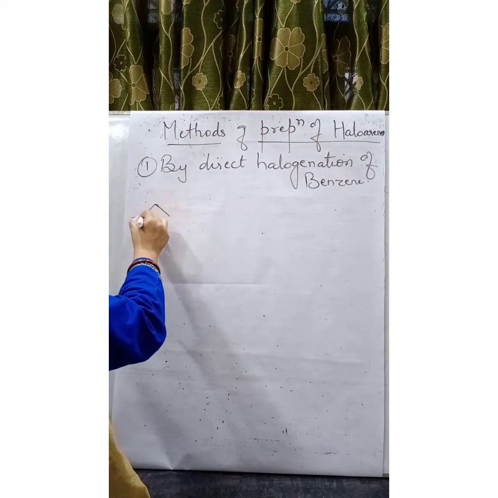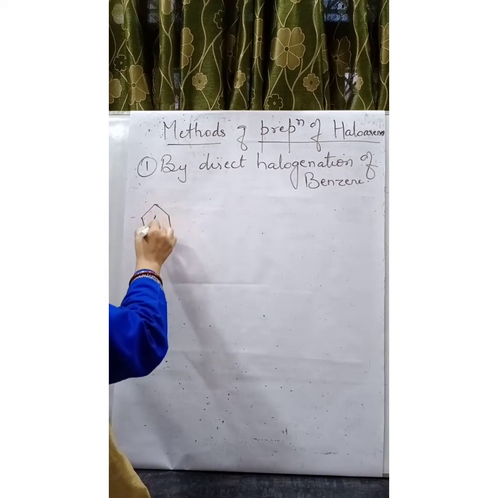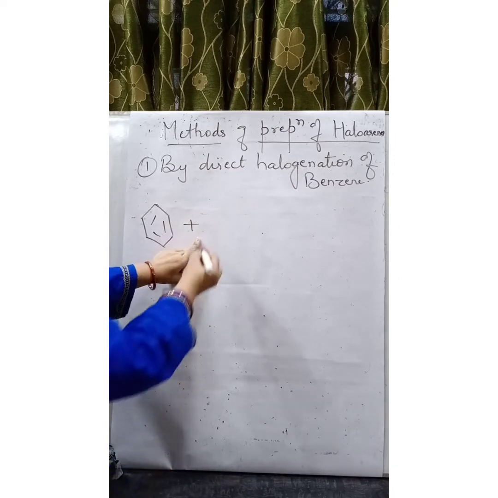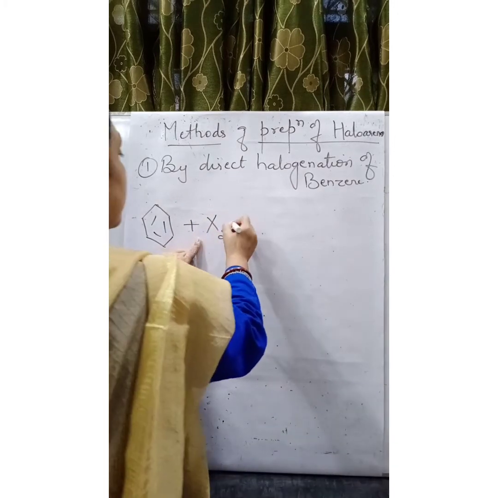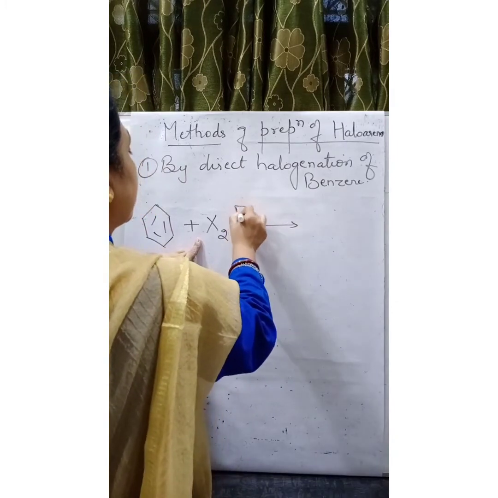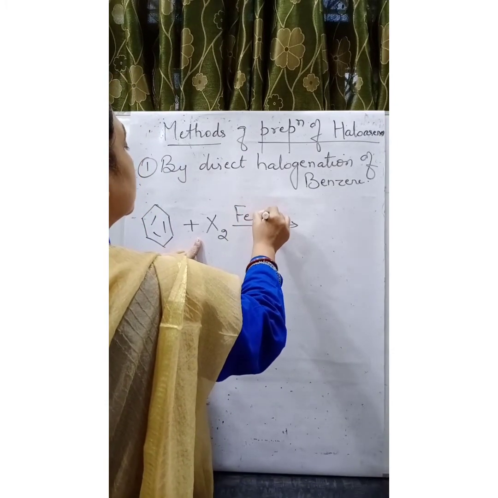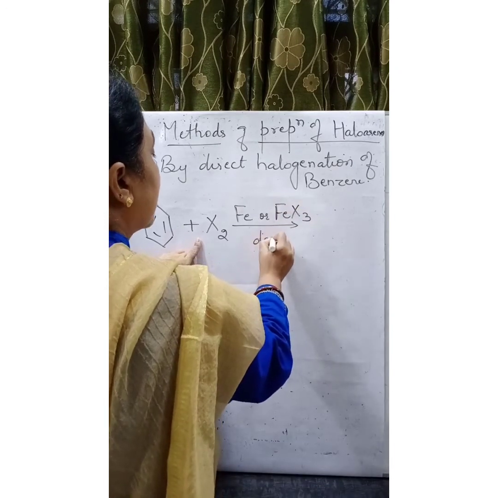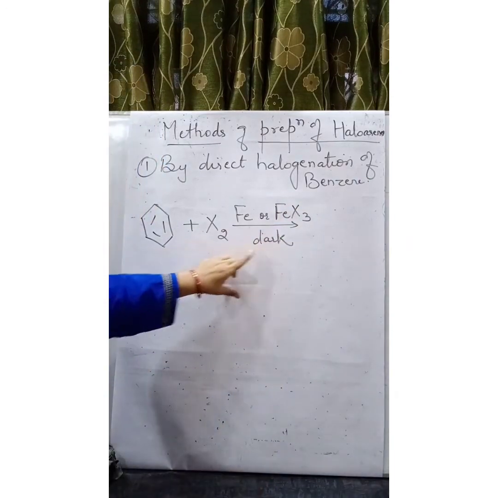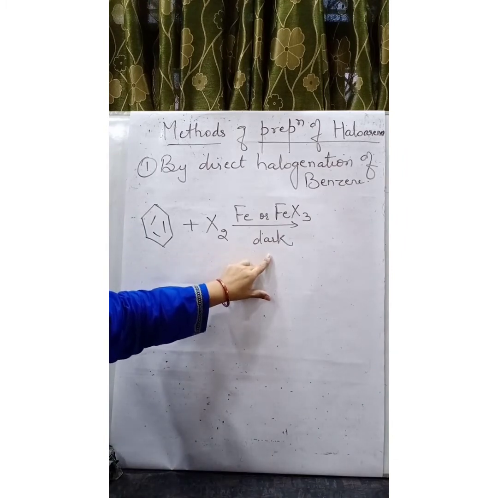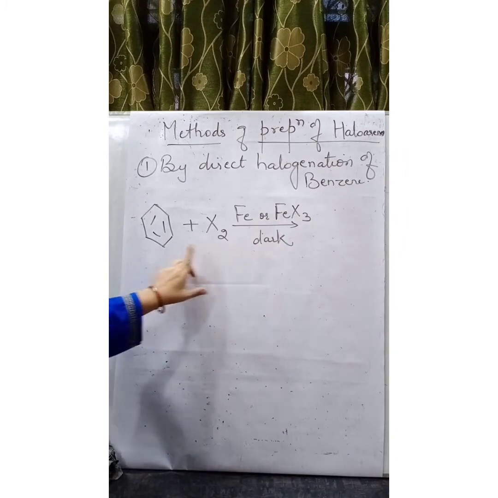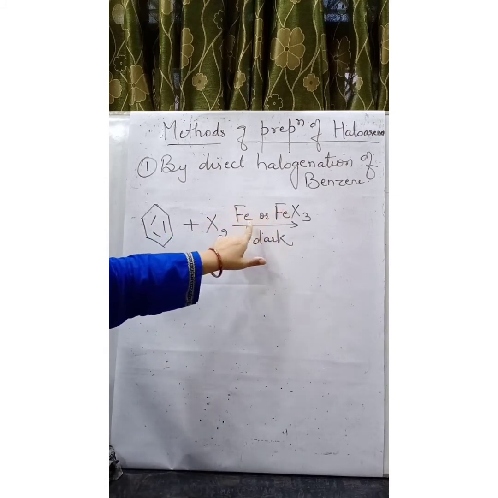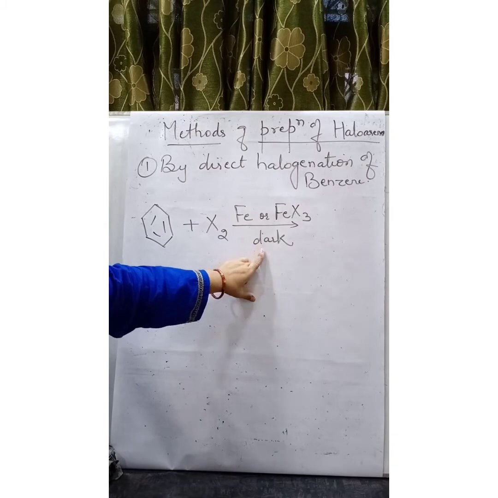Now, benzene is directly halogenated: benzene plus X2, in presence of either Fe or FeX3 in dark. We carry out this reaction in dark in order to avoid chain reaction. So benzene plus X2 in presence of Fe or FeX3 in dark.